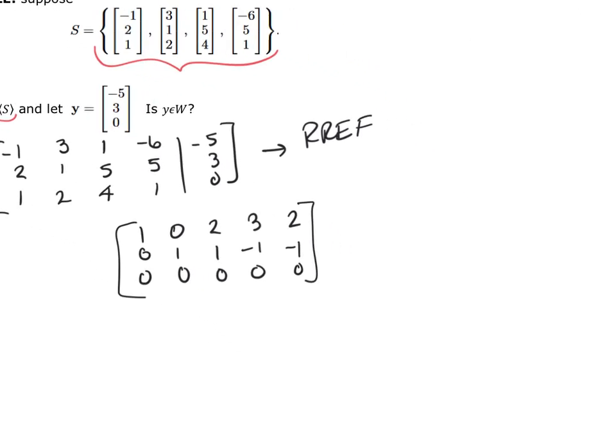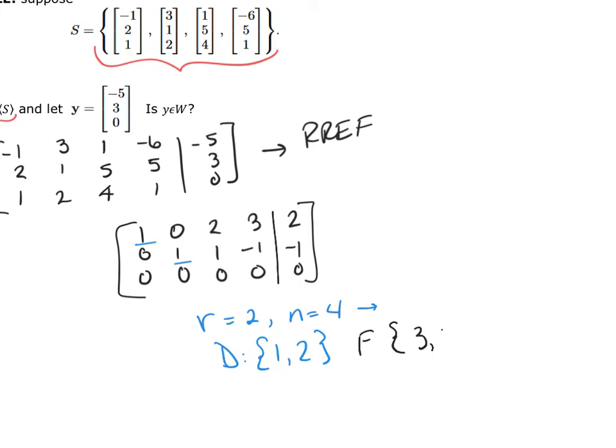So what does this tell me? Well, the first thing it tells me is that my number of pivots is 2. My number of alphas, or the ones I'm trying to find, is going to be 4. So I have my pivots here and here. So my D is in columns 1 and 2. And my F is in columns 3 and 4. So let's start building the system then, or the null space.